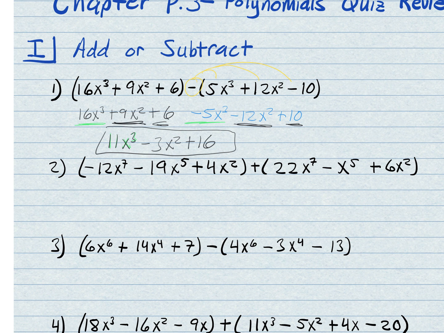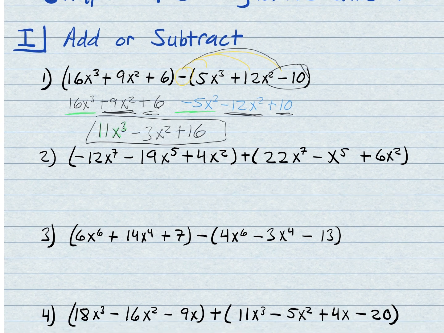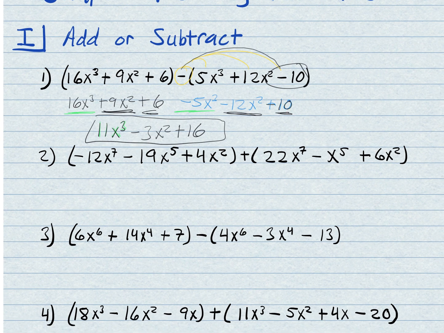Like I said, a very common mistake with this one, people forget to distribute this negative to this negative 10, and they just write a negative 10, so minus 10. That is not right. It should be plus 10. You're changing the sign of everything in parentheses.